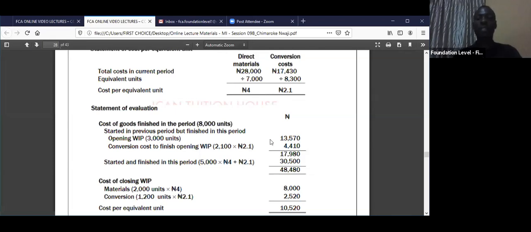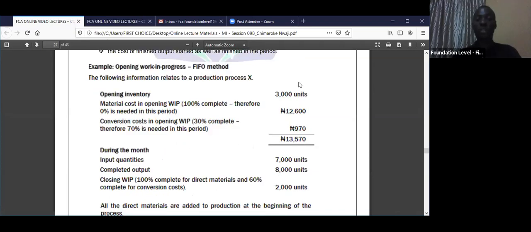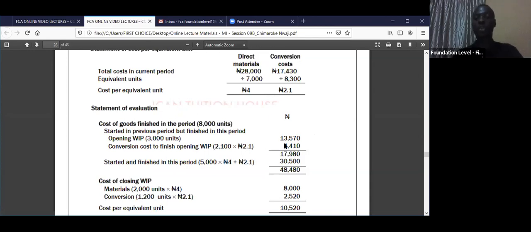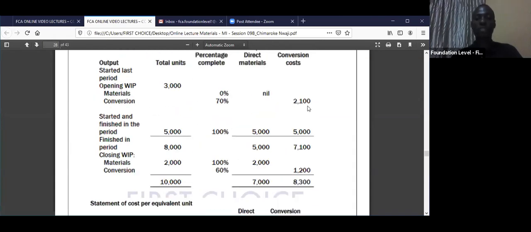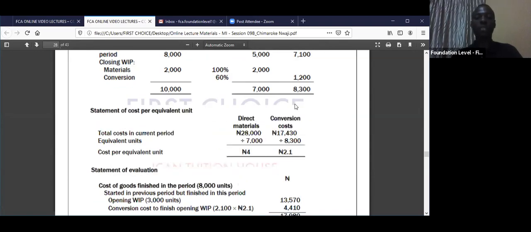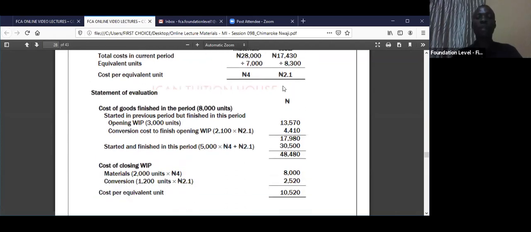Okay, this is the whole cost. This is what it cost us last period, and this is what it cost us this period to complete. So this was the cost that was carried in from last period, and this is the cost from this period. How do we know? Because we looked at it here. It is 2,100 that was to be used to complete it. So 2,100 multiplied by only conversion costs will give me 4410. So when we add these two together, we're having 17,980.